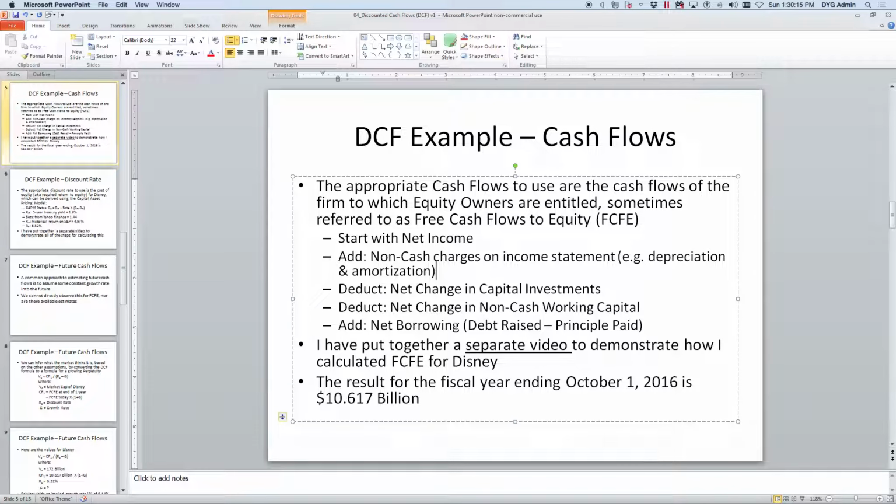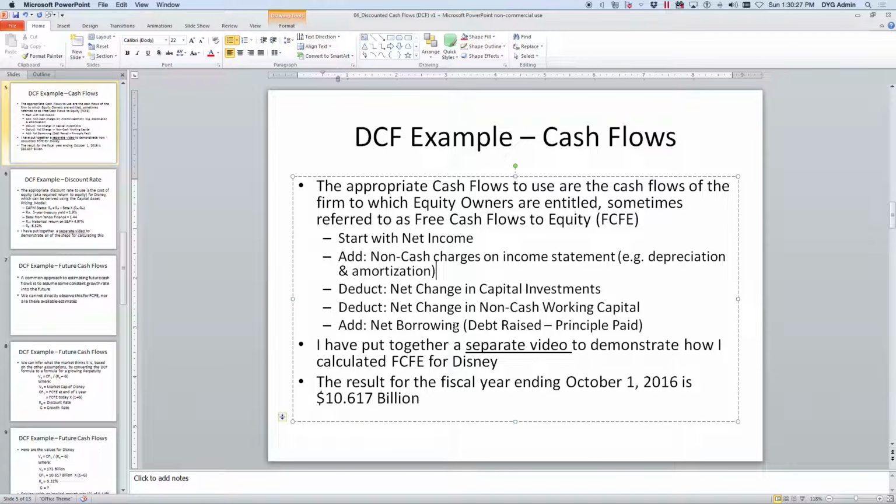And then you'd add back any net borrowing. Conceptually, when a firm borrows money, the view from an equity owner standpoint is that it's actually the equity owners borrowing the money, because they have to authorize that it can happen, and using that money to give to the firm to invest in things or do whatever with. But technically, that is the equity owner's money until such time as it has to be paid back as principal.